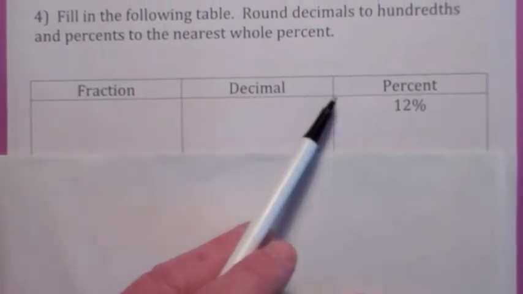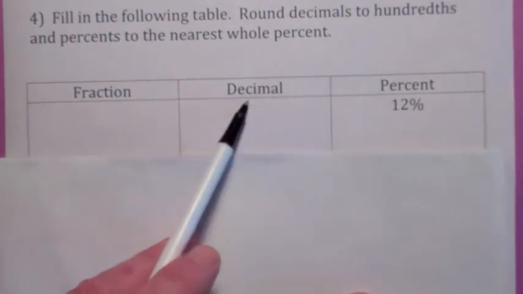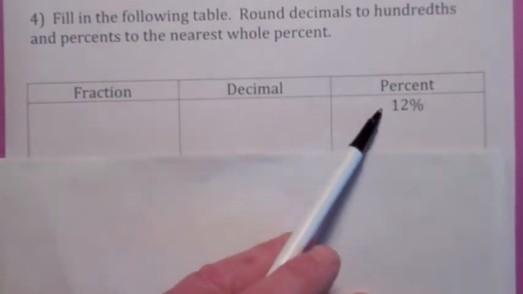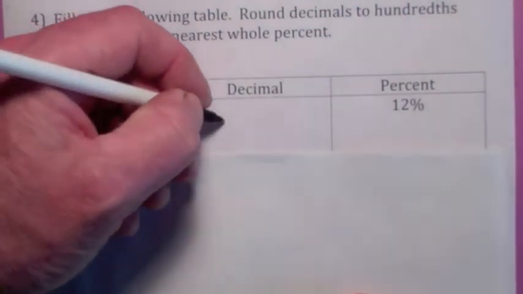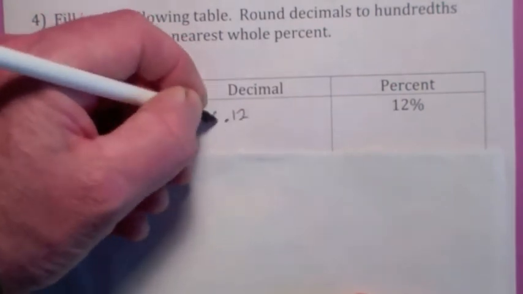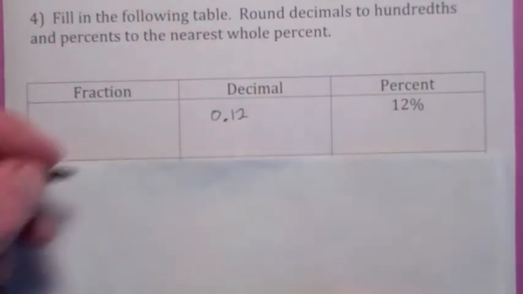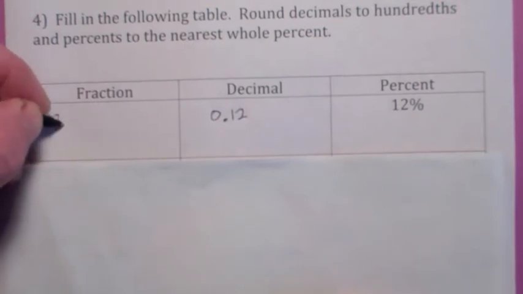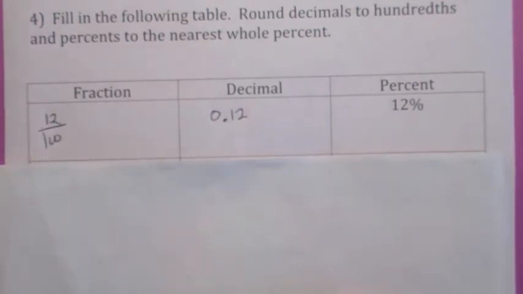What you're going to do is you first change the percent to a decimal. Now that isn't hard to do. Remember, you move the decimal place 2 places to the left and drop the percent sign, and then you would change the decimal to a fraction. You get 12 over 100. Now that can be reduced.